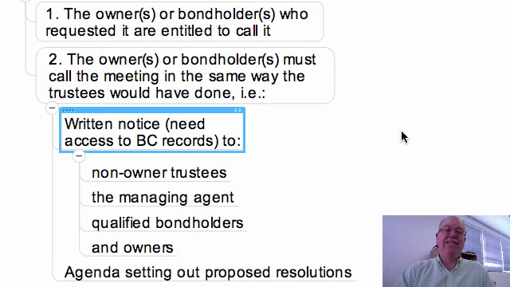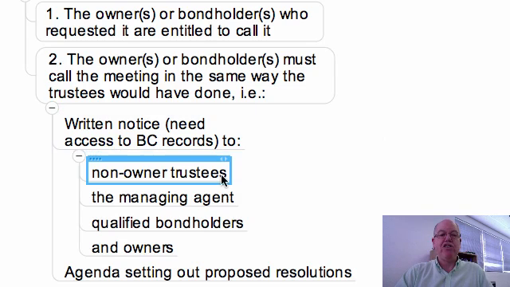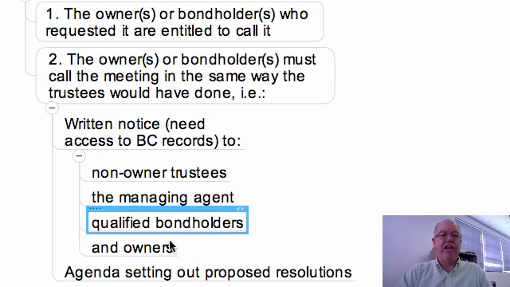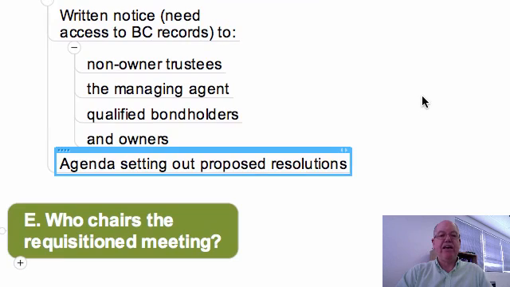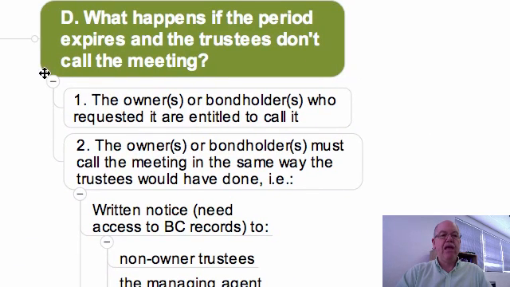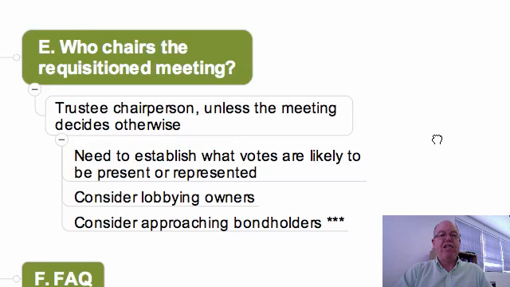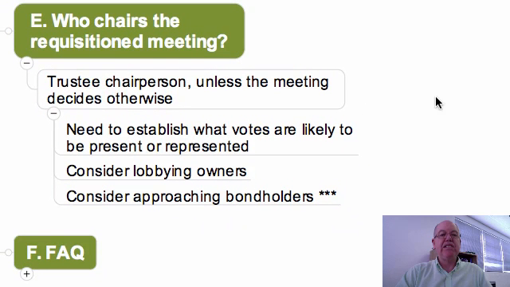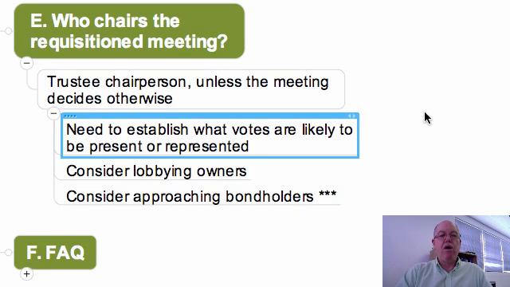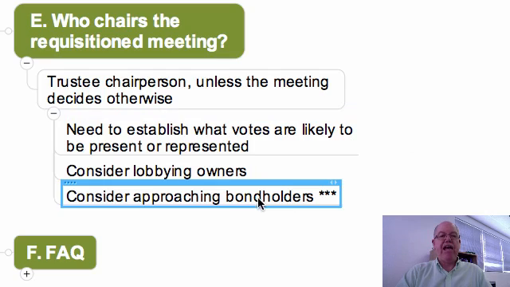And for that you'll probably need access to the body corporate records, because you may have to make sure that you give notice to non-owner trustees, to the managing agent, to qualified bondholders and to all owners. And obviously your agenda would set out the proposed resolutions. Then finally, let's look at who chairs the requisitioned meeting. The trustee chairperson, unless the meeting decides otherwise, is the person who chairs that meeting. You need to establish what votes are likely to be present or represented. You should consider lobbying owners to make sure that they are, and you should consider approaching bondholders. Specifically, if the scheme is in any sort of financial trouble, bondholders will probably be prepared to send a representative.